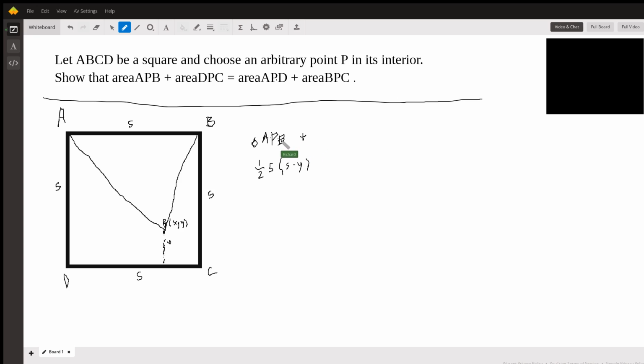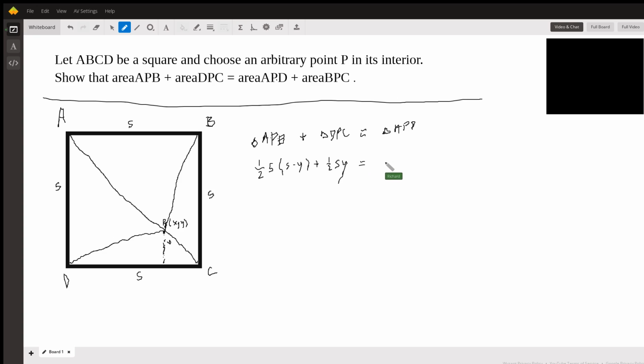And then the next one is triangle DPC. That's going to be 1/2. Now DPC is opposite. It's this bottom one. So we did the top one, now we're going to do the bottom one. And you can see the base is S here. And the height is going to be just plain old Y. Okay, so we want to show that that's equal to the area of APD.